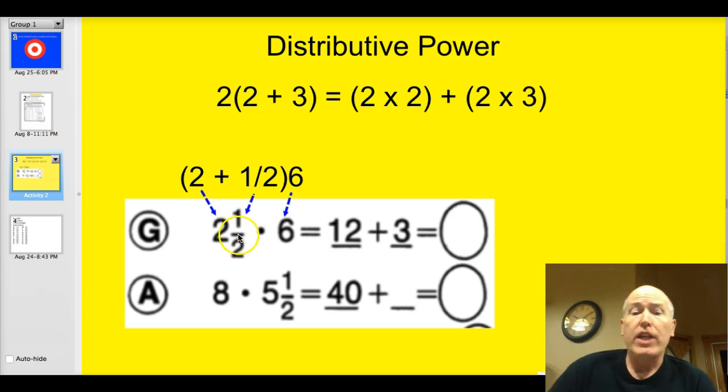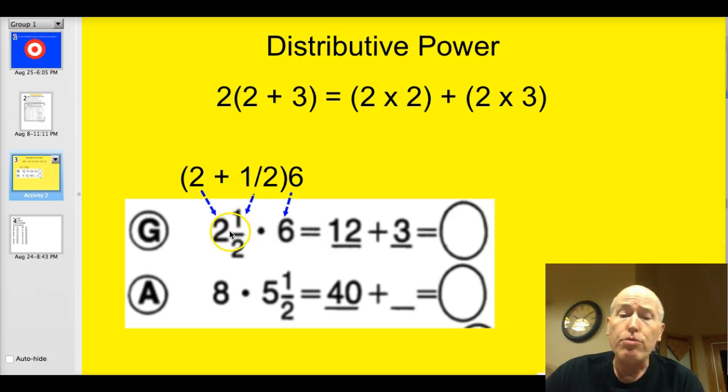Now, take a look at this next problem. We have 2.5 times 6. It doesn't look like the distributive property unless you think about 2.5 as 2 plus 1/2, and that's really what it is. So when you have 2 plus 1/2 times 6, it looks like the distributive property. It is the distributive property.